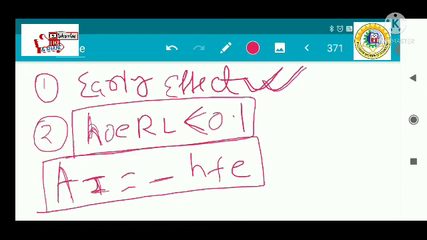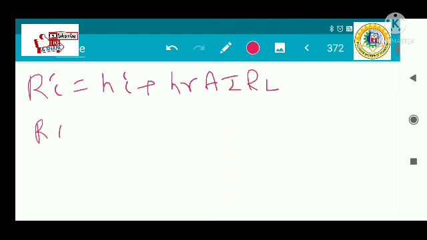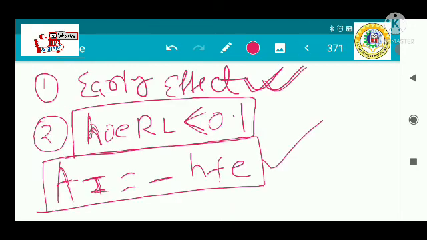Next, the input resistance. The expression for the input resistance is HI plus HR AI into RL. Now, ignoring the early effect in the same way, your input resistance is nothing but HI.